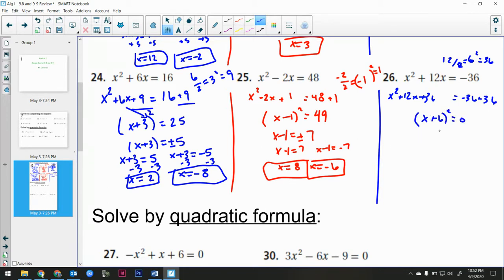Only going to be one solution. I square root 0, I get 0. So I get x plus 6 is equal to 0. I subtract the 6 from both sides. I get x is equal to negative 6. And that's all, folks.